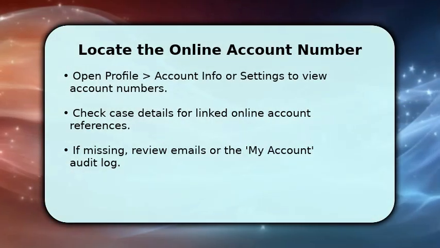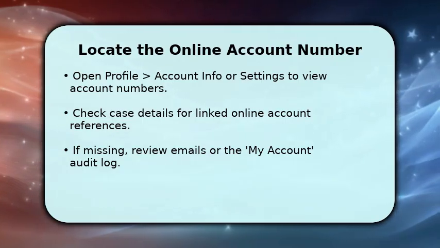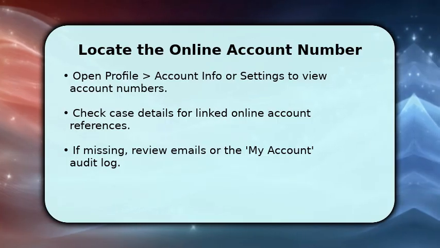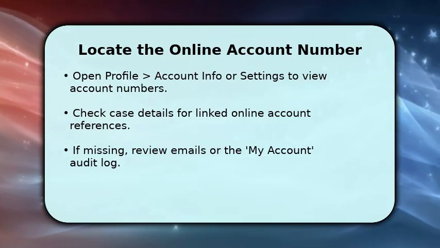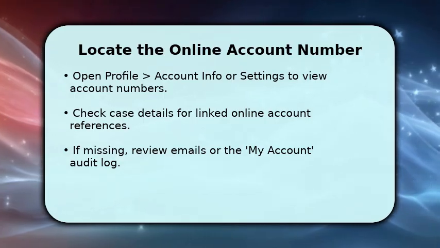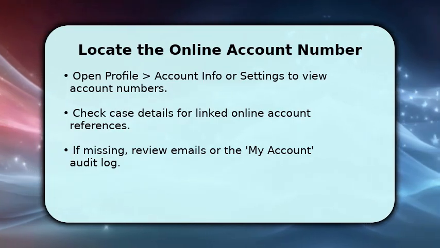Once done, go to your profile or account settings. The USCIS online account number is often shown under Account Info or Security Settings. If not visible there, open a specific case entry under My Cases. Look for links that say Linked Account or Online Account Number. Make sure to expand any terse labels and read the small print fields.